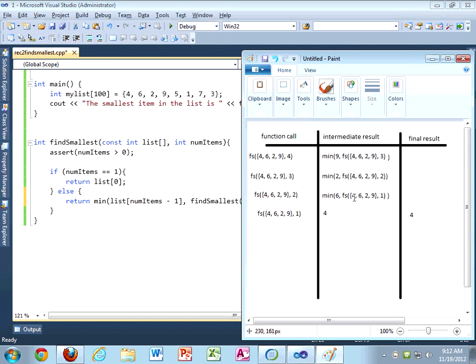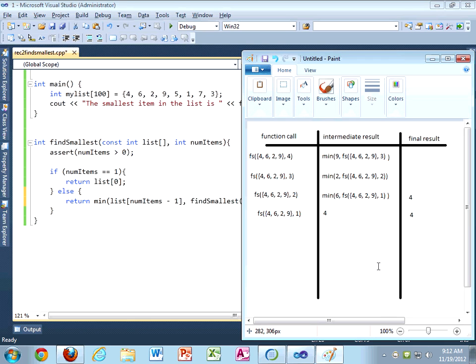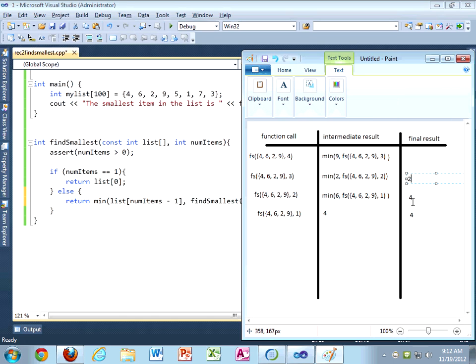Now I can start going back up. The minimum of 6 and this function call, well, this function call turned out to be 4, right? So min of 6 and 4 is 4. Keep working my way back up. Now I know that find smallest here with num items equal to 2 has a result of 4. So now I've got to figure out the minimum of 2 and 4. Did I mess that one up? Oh, no, that's right, okay. And that is 2, right?